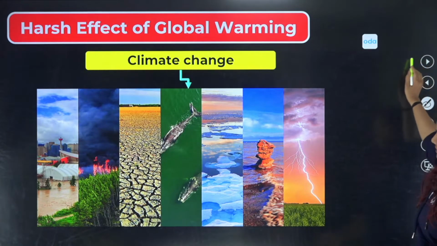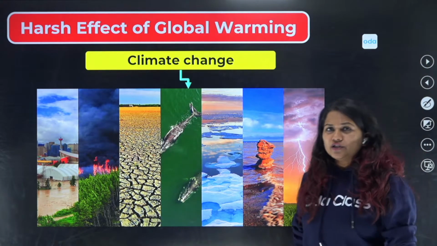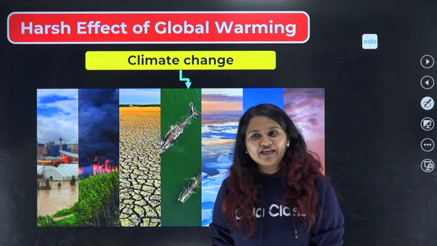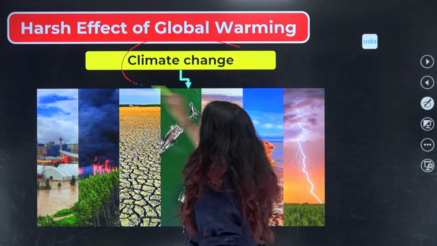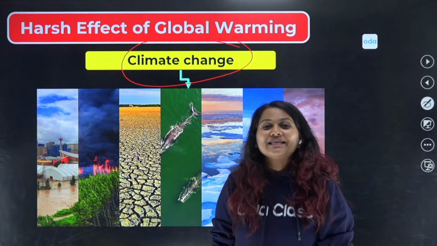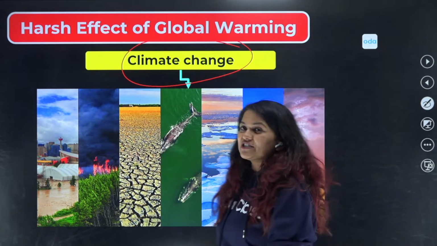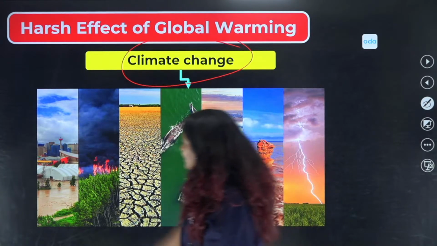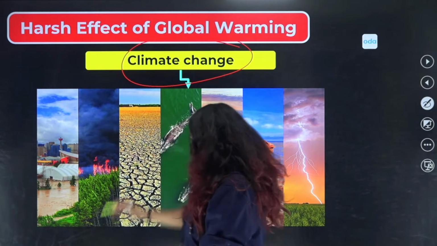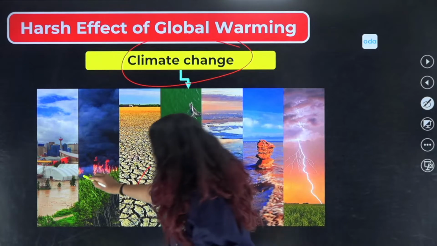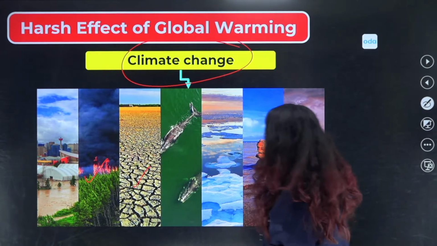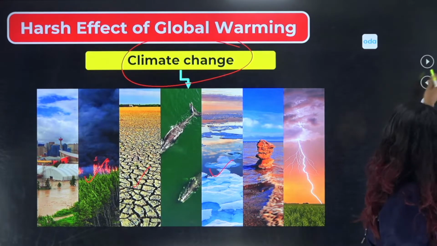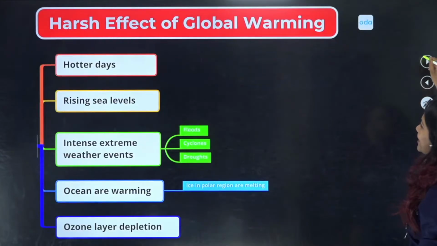And what are the harsh effects? You might be able to see these harsh effects in your day-to-day life. If global warming increases, the climate will change, and if the climate changes, you will see harsh events like irregular rainfall, sometimes no rainfall, sometimes hotter summers, which will lead to forest fires. The ice in the polar region will melt. These are the harsh effects of global warming. So I hope you are aware of this.